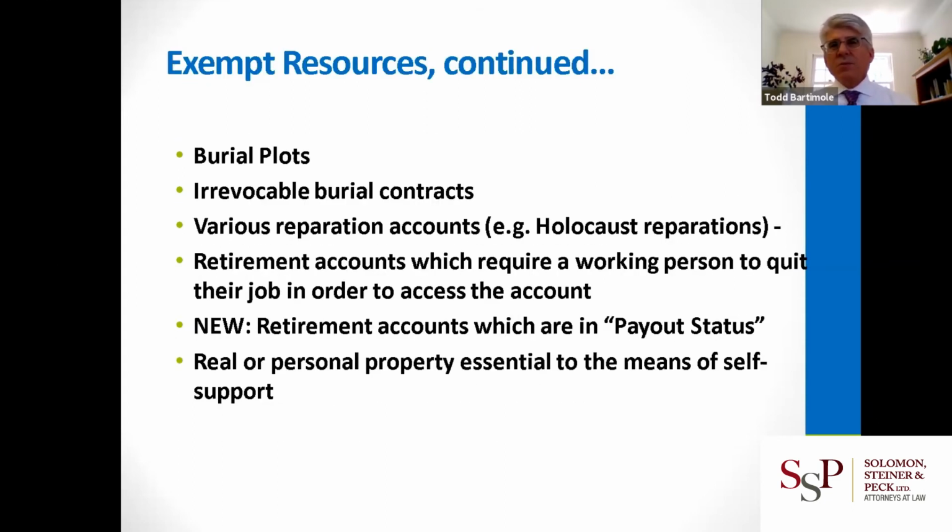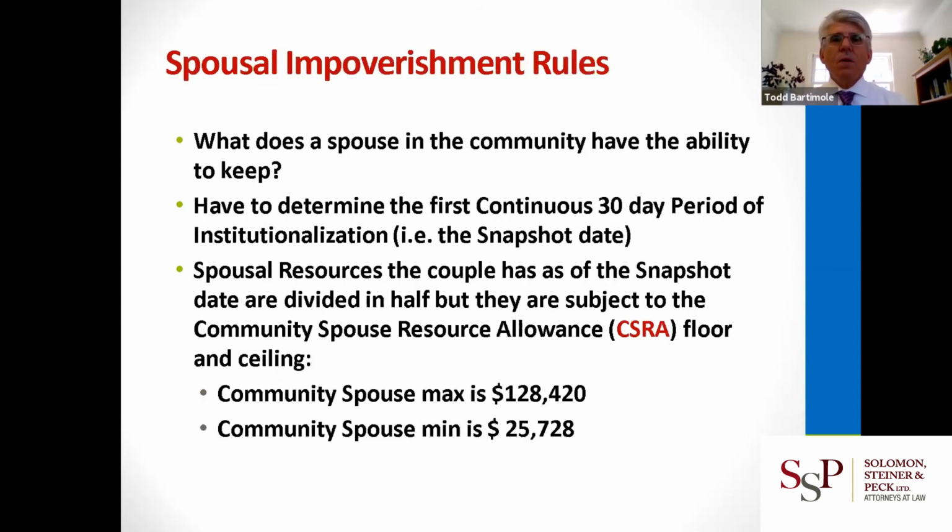Real or personal property essential to the means of self-support. There are some kind of arcane rules about real property, and when it's exempt, it can't have very much equity in it. But if you had a business, they typically would not make you sell that. If someone in the family's a carpenter, and they use those tools in order to create income, they're not going to make you sell that property. Okay. Let me know if you have any questions about any of that.